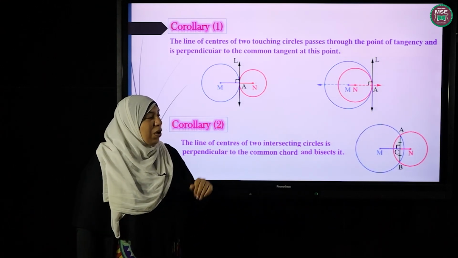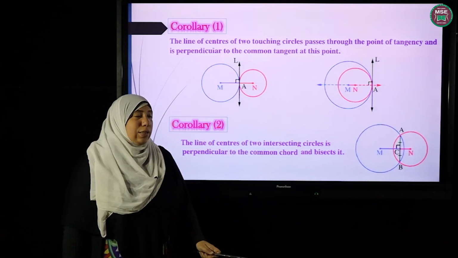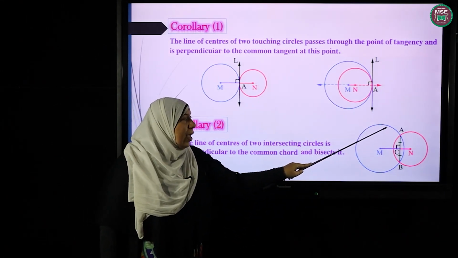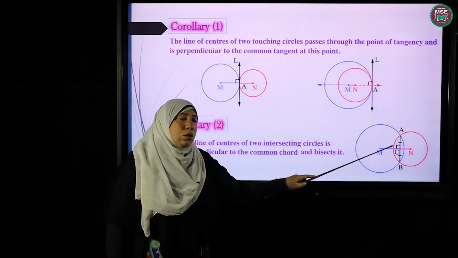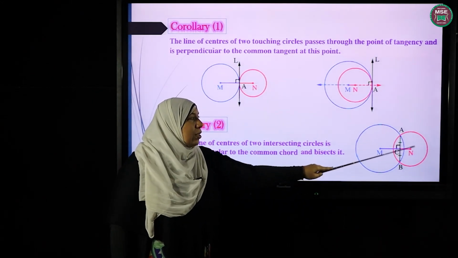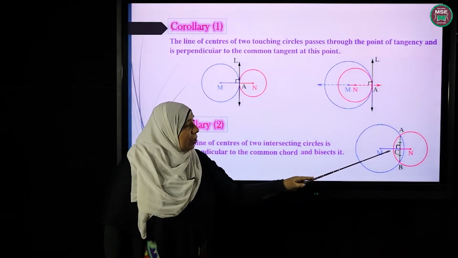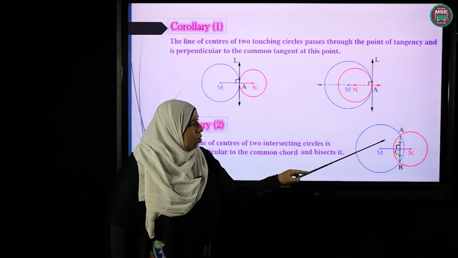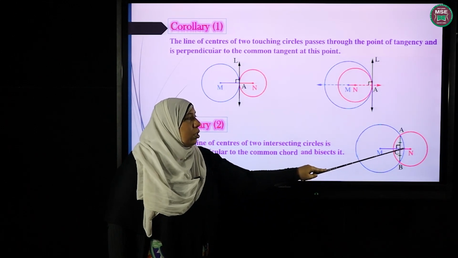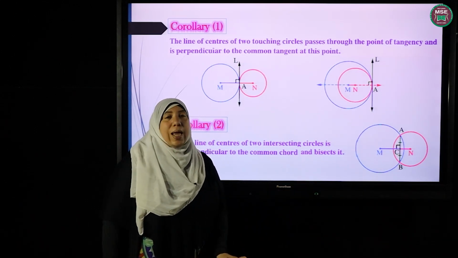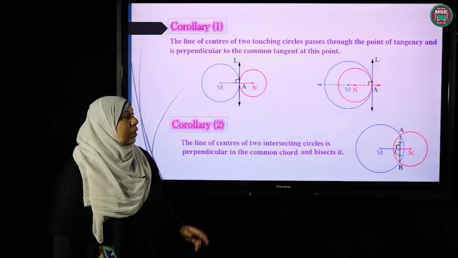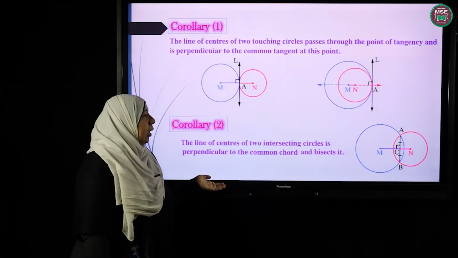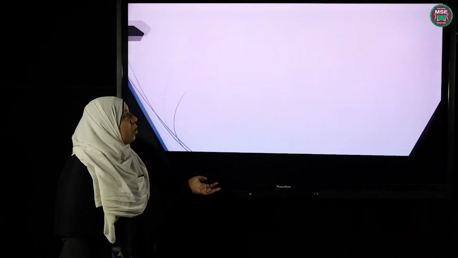For example, if I have two intersecting circles like this, MN is the line of centers, AB is a common chord. Notice here that AB is a chord in circle M, and AB is also a chord in circle N. So the line of centers bisects AB and is perpendicular to it. And this is also an important corollary and important information.